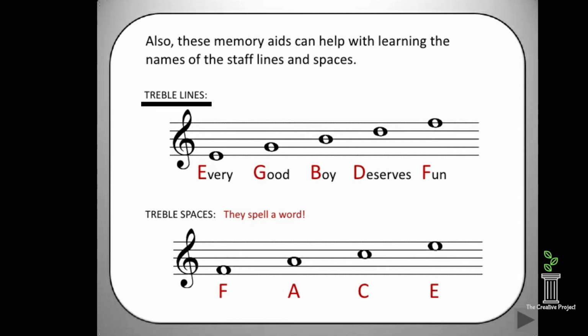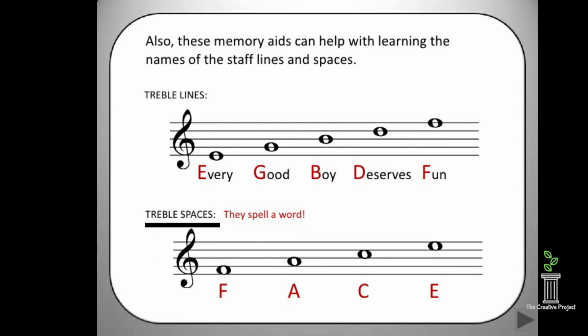So how can we remember this? By using an abbreviation. You can use your own abbreviation, but here it is written every good boy does fine. So the first letter of each word denotes the name of the notes. So these notes are E, G, B, D, F.